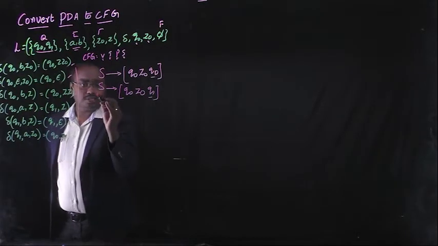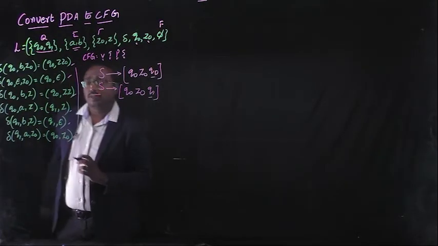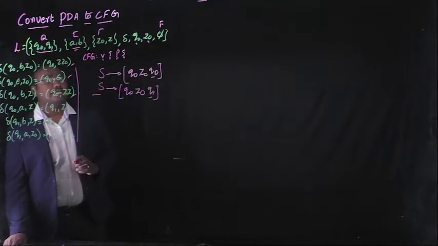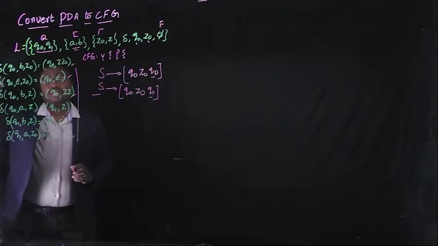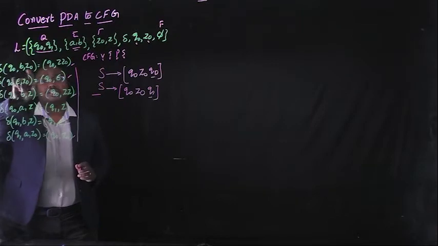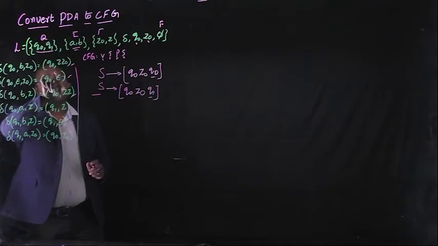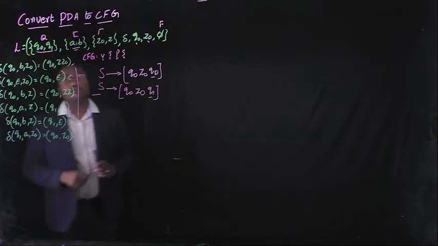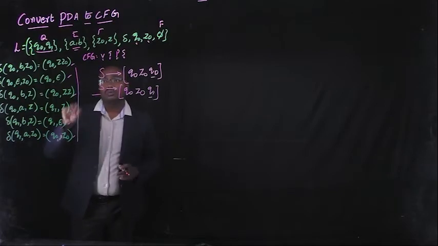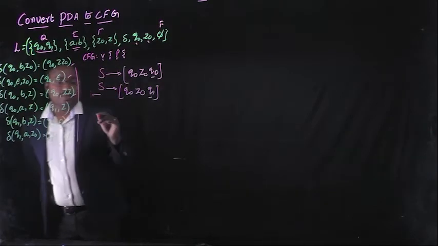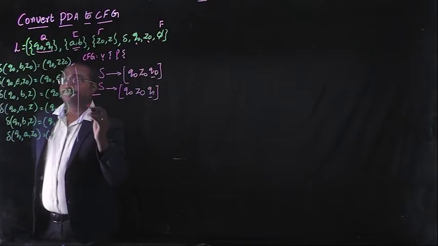So first I have to take the first transition function. So what is the first transition function? Delta Q naught B Z naught tends to Q naught comma Z Z naught. So here we have to push the element onto the stack. Then how to write the production rules for this function?